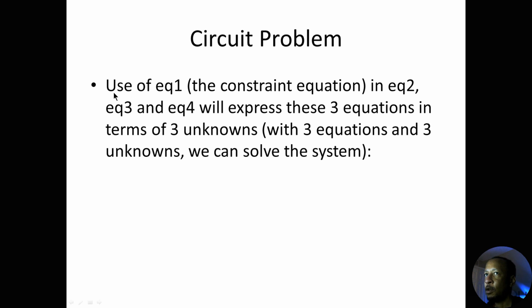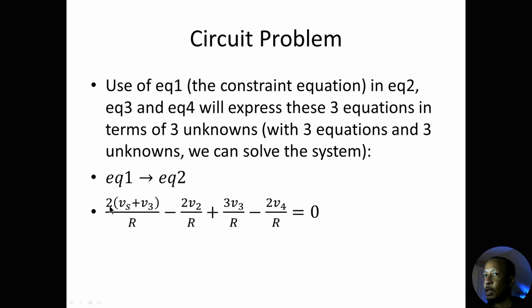So take notice of the fact that use of equation 1, which is our constraint equation, and equations 2, 3, and 4 will express these 3 equations in terms of 3 unknowns. With 3 equations and 3 unknowns, we can solve the system. So I'm going to take equation 1 and place it into equation 2. That gives us 2 times Vs plus V3 divided by R minus 2V2 divided by R plus 3V3 divided by R minus 2V4 divided by R equals 0.